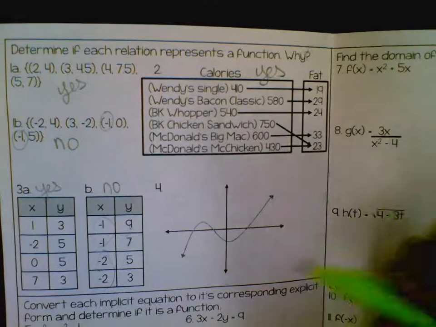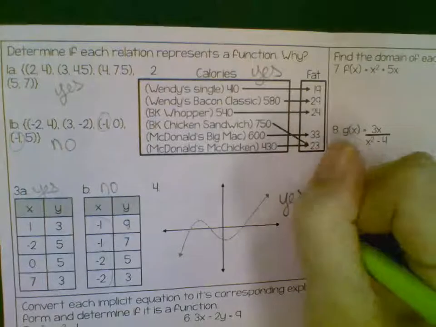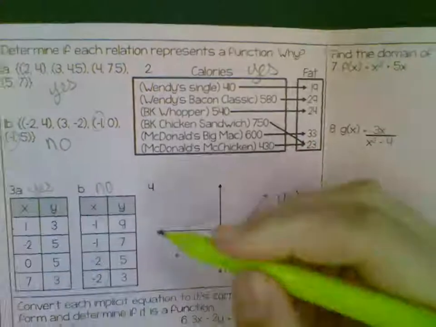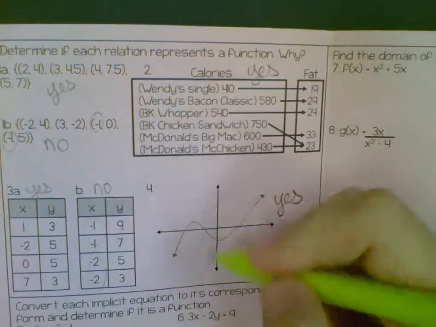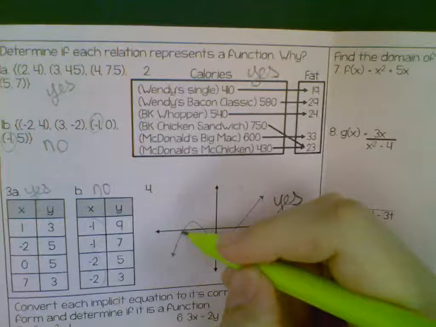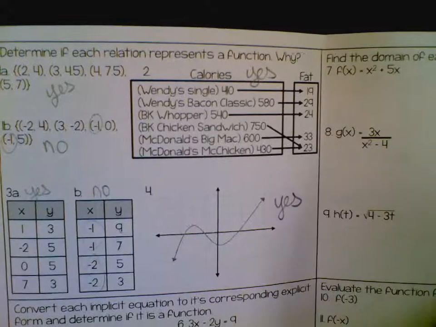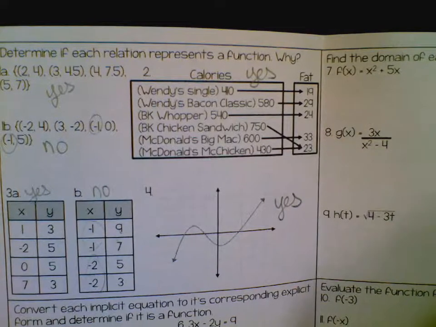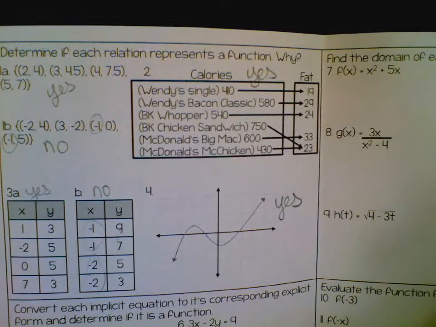And number 4, that would be a yes. You remember the vertical line test? That helps us to see if it hits more than one point. As we can see, none of our x values repeat. They're only hitting that line once. So that's why it's a function.